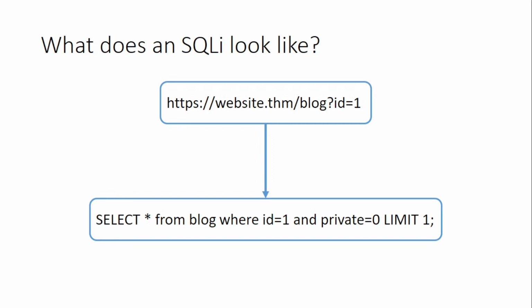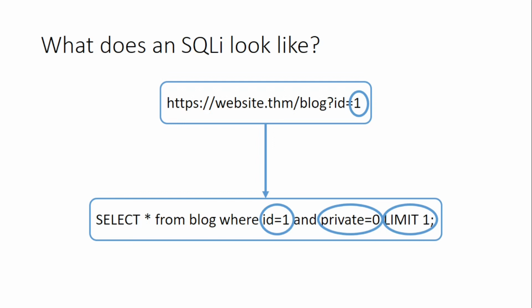The SQL statement is retrieving an article with the ID number 1, and the private column would be set to 0, which means it's able to be viewed by the public, and limits the results to only one match. And as was mentioned at the start of the SQL injection, the SQL injection is introduced when user input is introduced into the database query. Here that would be the ID parameter from the query string, which is used directly in the SQL query.